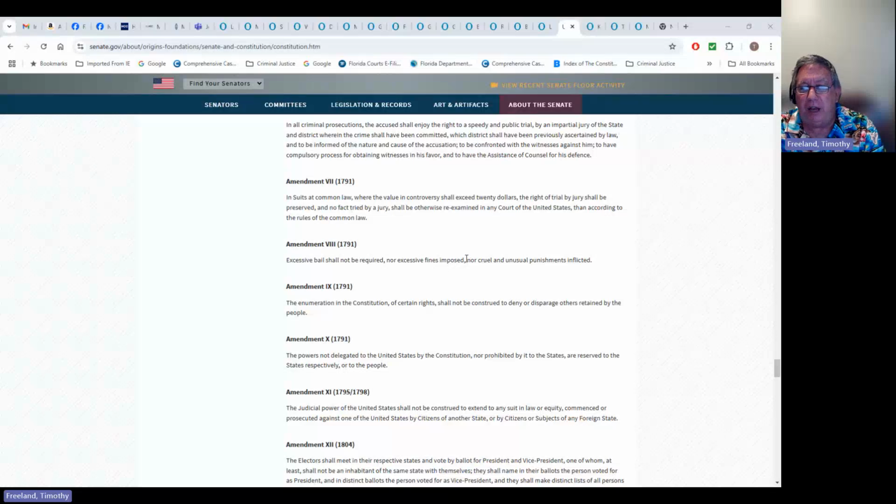Excessive fines cannot be imposed, and we see that all the way back to the Magna Carta. The fine has to fit the offense. If you've committed a fairly minor offense, they can't fine you $1 million. So again, this is subjective, but a court could look at the fine and determine whether that was an excessive fine based upon the crime that was committed.